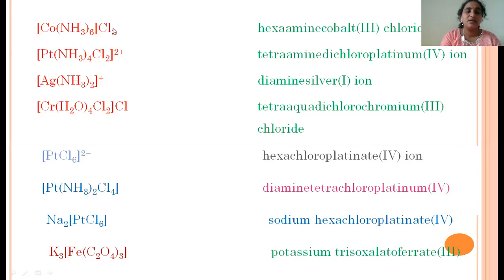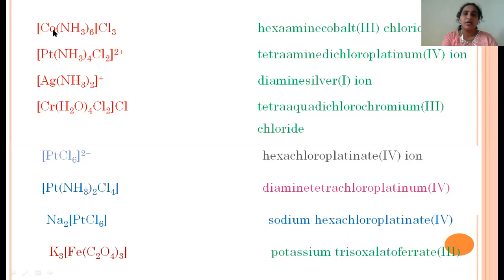Let us practice the IUPAC nomenclature of some complexes. In this first example, only one type of ligand is present in the sphere, and a total of 6 ligands are present. Whenever 6 ligands are present, we add hexa. Then it is a neutral ligand, hexaammine.